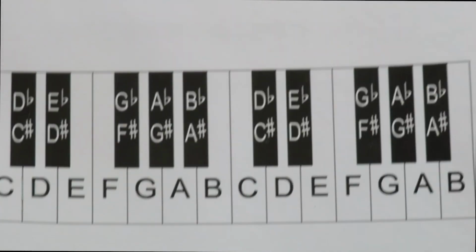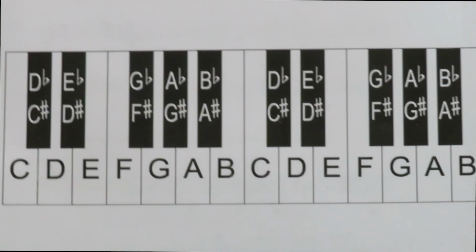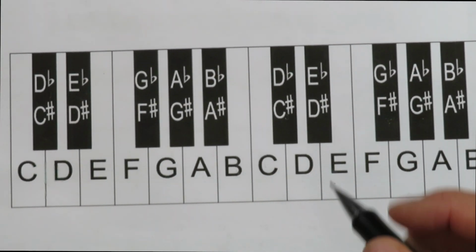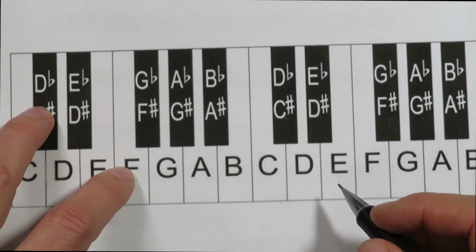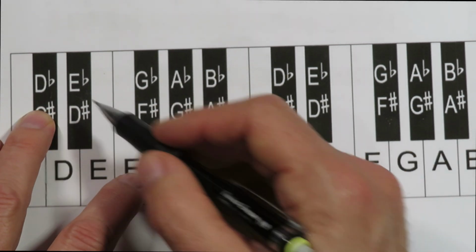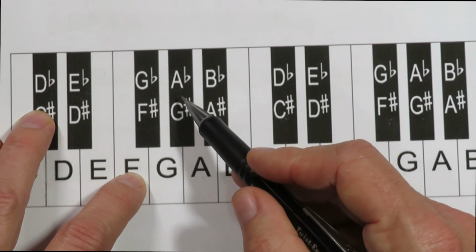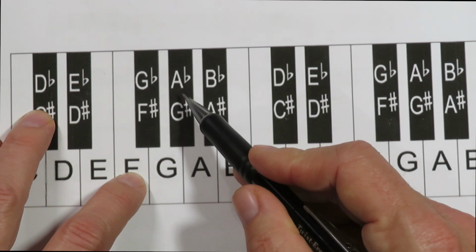Okay, so let's go over to the keyboard and build it. So D flat to F, 2 whole steps is a major third. Now we want a minor third, so we go up to the A flat. There's our major triad.